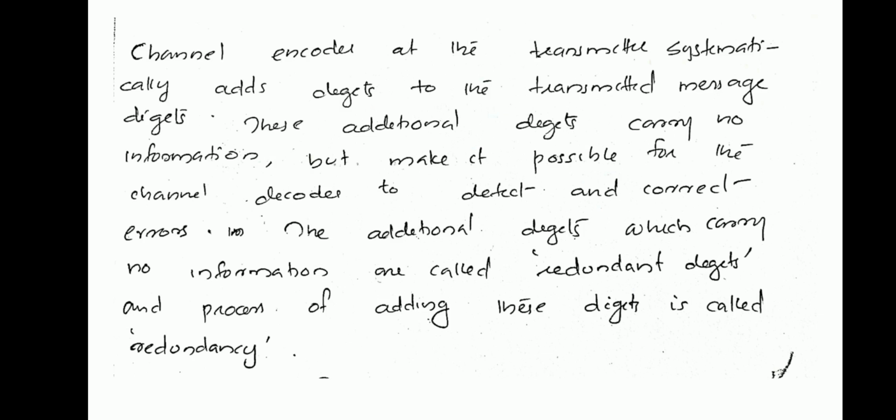So in the case of channel encoder and channel decoder, what do we mean by redundancy? The process of adding extra digits to detect and correct errors is called redundancy, and the extra added bits are called redundant bits or redundant digits. Now we can see what error correcting codes are there. From the next class onwards we can study the different error correcting codes.